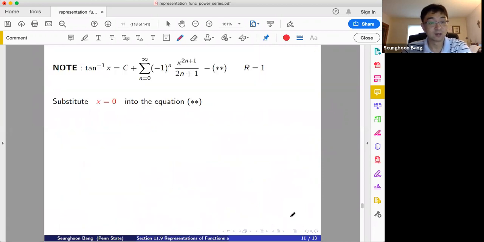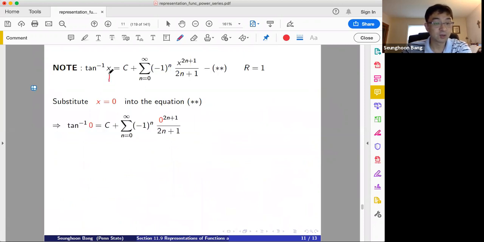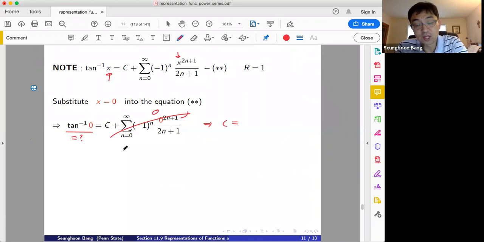The next step, substitute x equal to 0 into the equation. You can plug 0 into x here. So what happens? This whole thing goes to 0. So we have C equals inverse tangent of 0. Do you know what is inverse tangent of 0? Could you write your answer on the chatting board? The other students, do you have the same answer? Inverse tangent of 0 is 0. You're right.